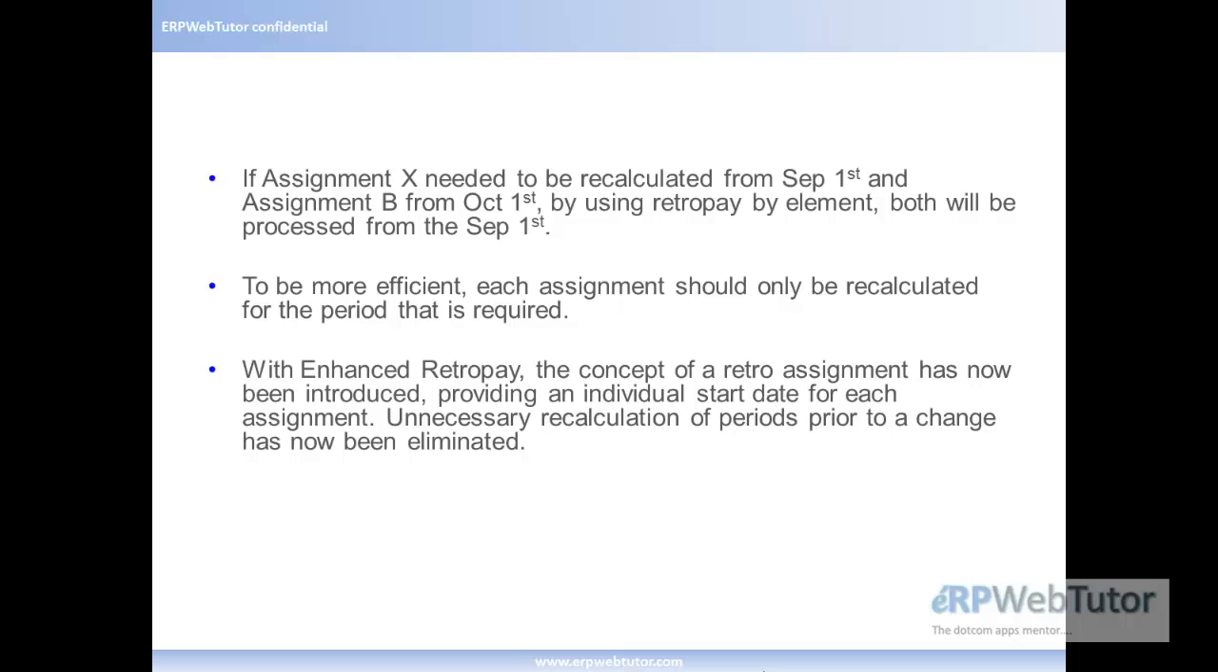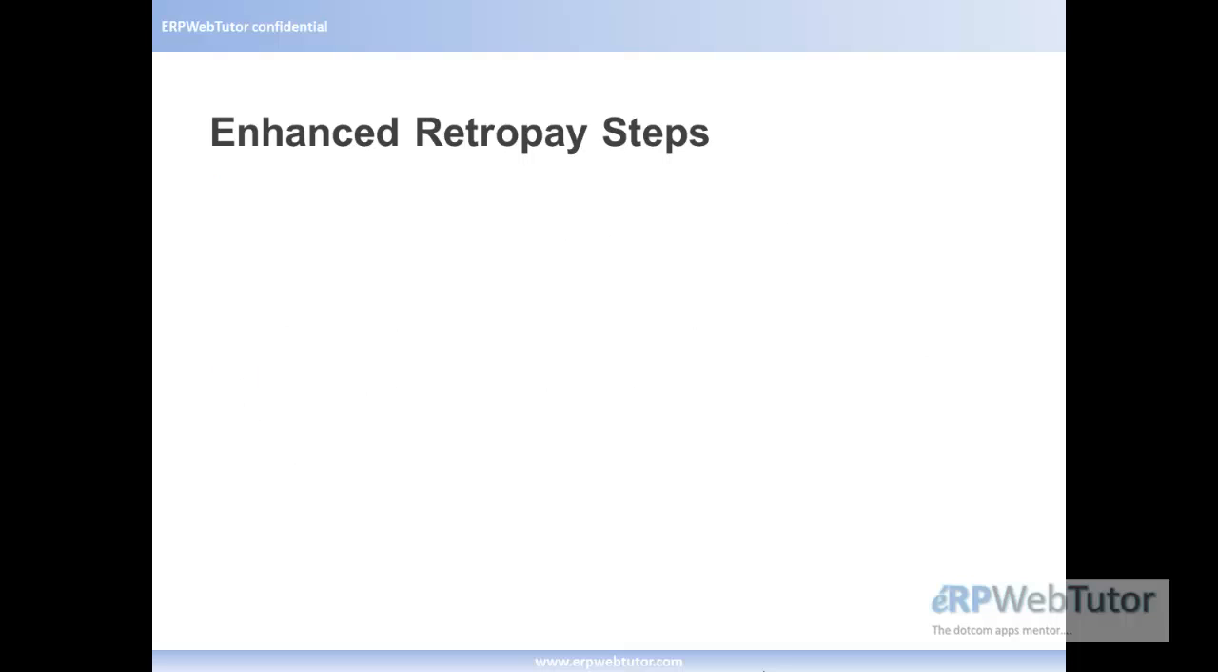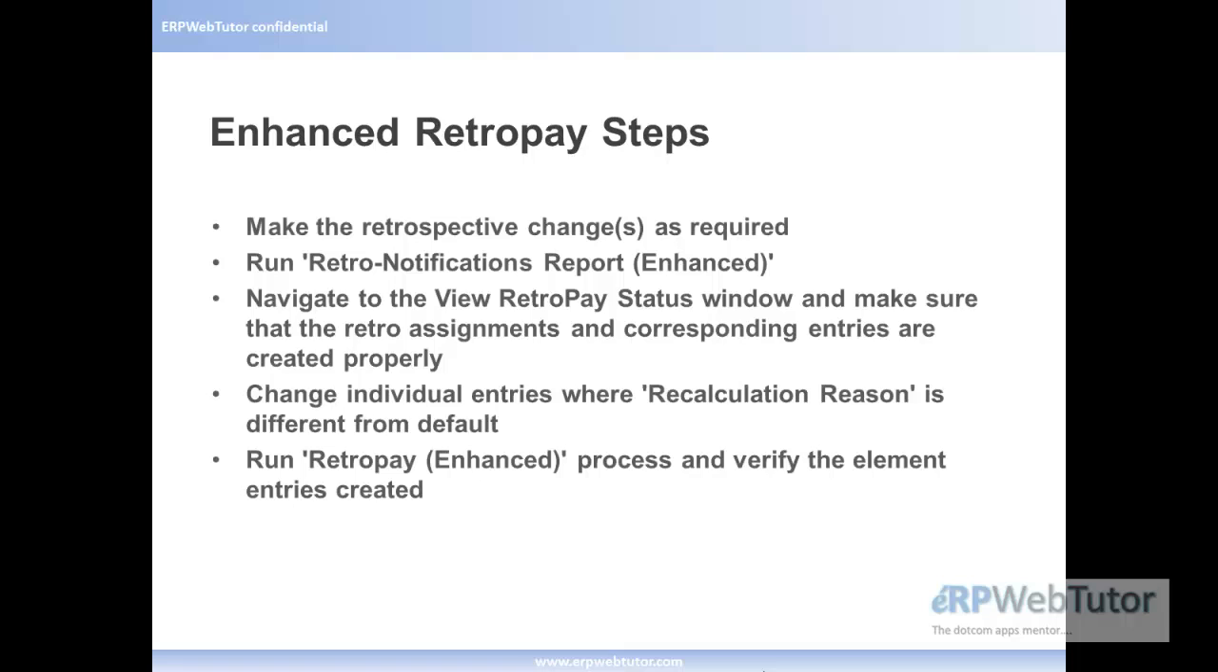Okay, so we will see all those steps in how it's happening. Now, what are the steps that need to be performed for the Retropay to work? The first thing is you make the retrospective changes as required, and then you run the retro notifications report and the enhanced version of it. Then navigate to the View Retropay Status window and make sure that the retro assignments and corresponding entries are created properly.